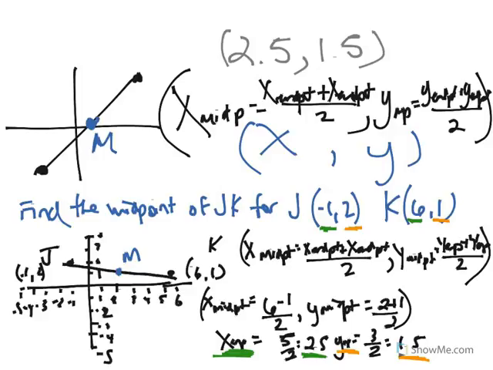So let's see that on the graph. Let's see, we go 2.5 over. I mean, I drew this graph by hand, so it's not entirely perfect, but we go about 2.5 over, right about here. We go 1.5 up, right about here. And we're pretty on point, considering this was hand drawn, but that's how you find the midpoint of a line.